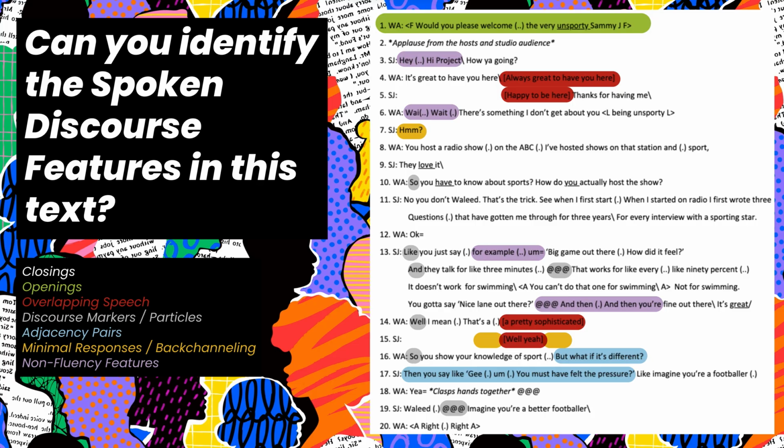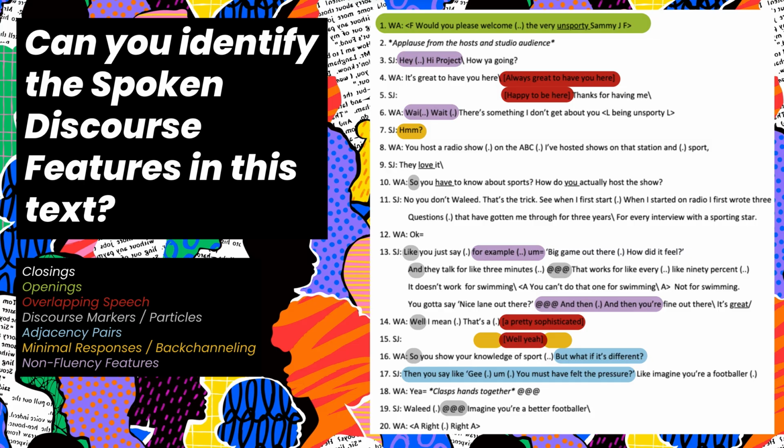And lastly, we have non-fluency features. Now, I have not highlighted every non-fluency feature in this text in purple. There's a lot of pausing in this text, and you probably have highlighted more examples than I have. My challenge for you, though, is with the purple bubbles I've highlighted, can you identify whether they are repairs or false starts? So if we have a look on line 3, we've got "hey, pause, hi project."